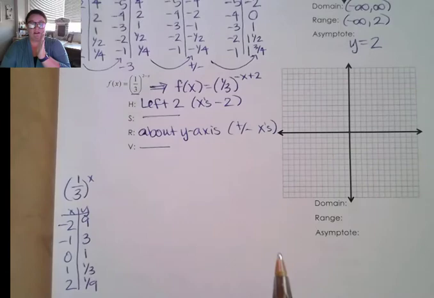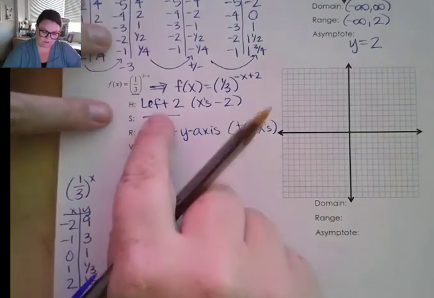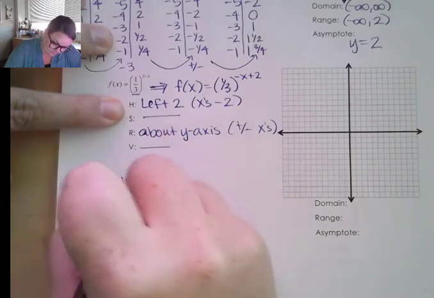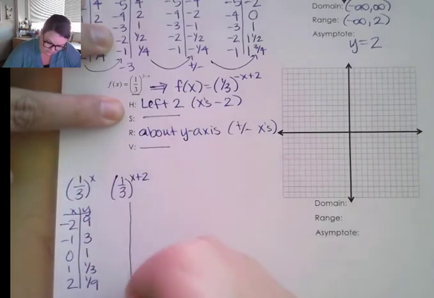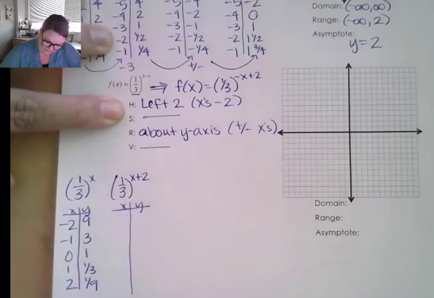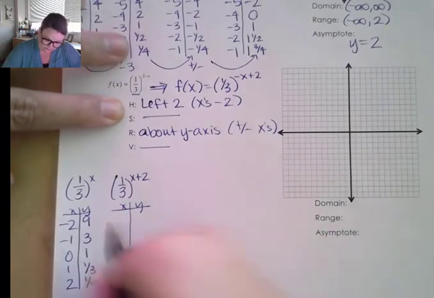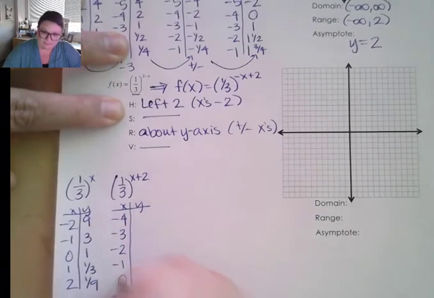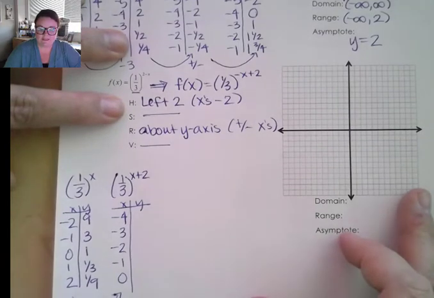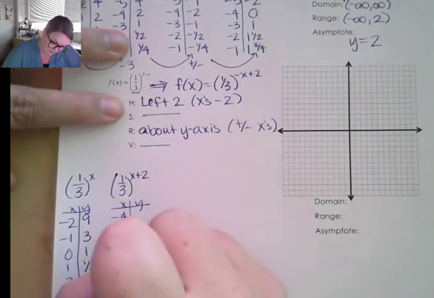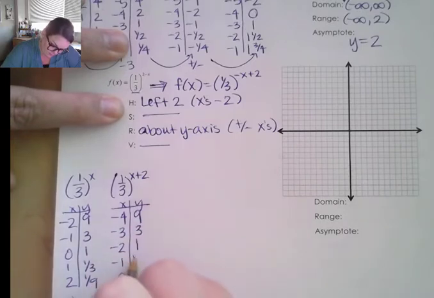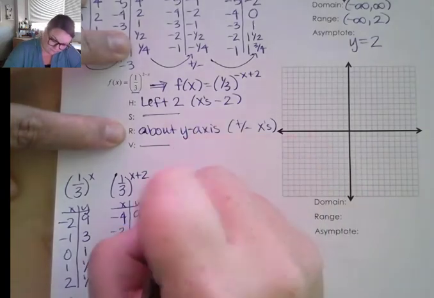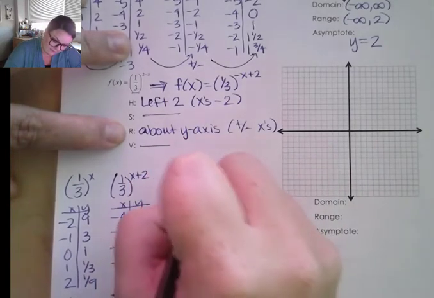So we go ahead and start modifying our table one transformation at a time, starting with our horizontal transformation. So this is 1/3 to the x plus 2. So we're going to take our x's and subtract 2, which gives us -4, -3, -2, -1, and 0. We didn't do anything to our y values, so they stay the same. And then we do our reflection about the y-axis. So it looks like 1/3 to the negative x plus 2.